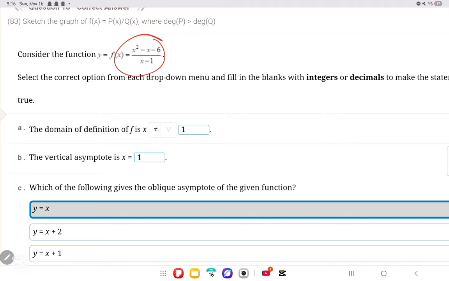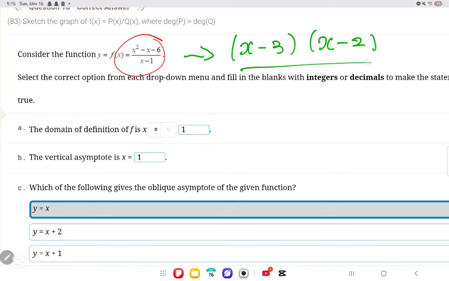I can very simply simplify it. First, I can find the roots of the numerator. Mod 5, 3, it's going to be 1, minus 1, minus 6. So my roots are 3 and minus 2. That means x minus 3, x minus 2 over x minus 1. Or no, actually no need to do this.